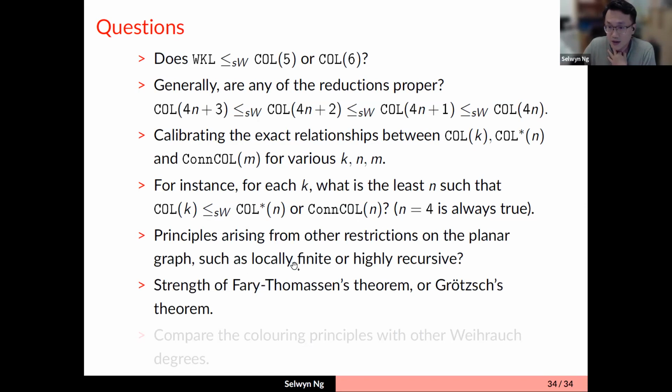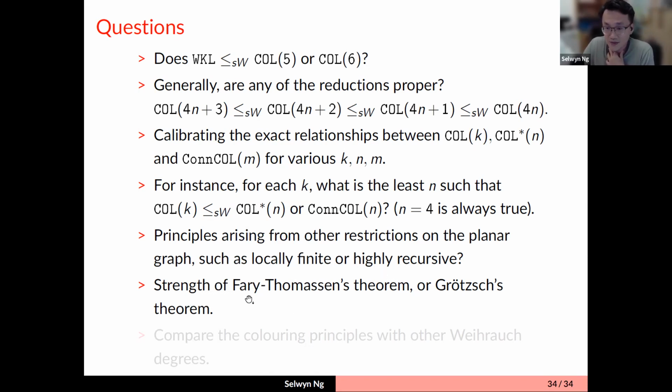Yeah, so there are other restrictions on planarity. We've only considered restrictions on being connected and having a plane diagram, but there are other associated restrictions, such as being locally finite or being highly recursive, that can be considered, but we never did.